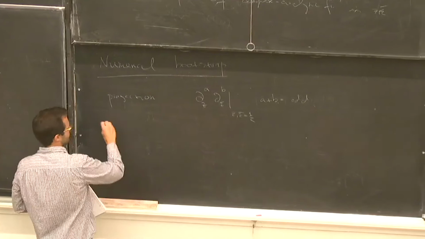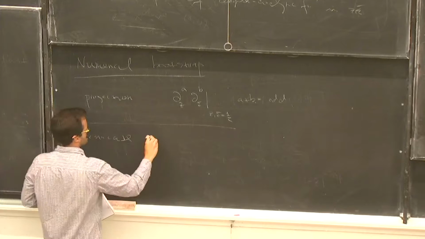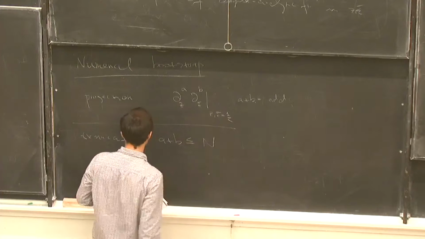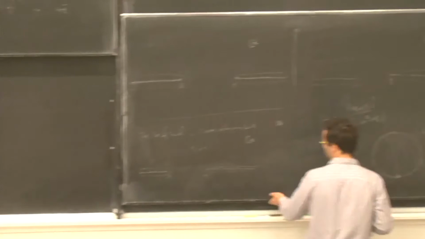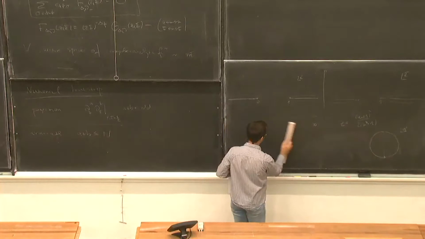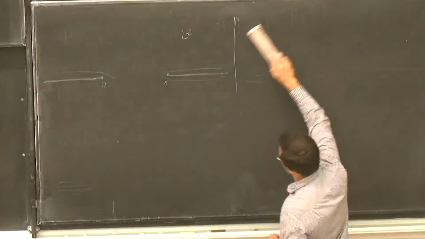And after you truncate to A plus B being bounded by some number capital N, you can represent this special case of the bootstrap equation in some finite dimensional vector space. So let's see how this works.